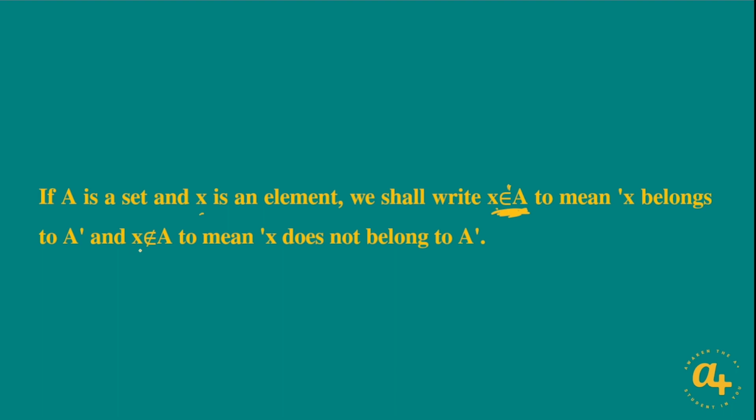Now, in a similar situation, if we have the element X again, and now we have this same symbol that looks like an E, but this time around, it has a line passing through it, and then we have A there, what we simply have here reads X does not belong to A. So it's basically just the opposite of what we have here. And what we're saying is that the element X is not a member of the set A.